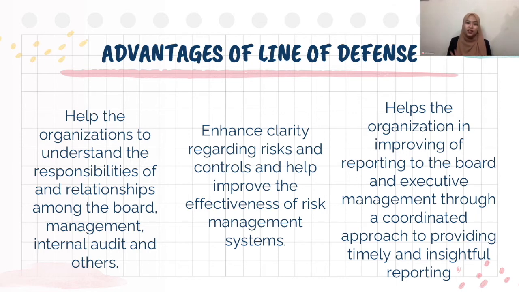Next, the second advantage of the line of defense is enhanced clarity regarding risk and controls, and it helps improve the effectiveness of the risk management system. It means that they improve risk and control coverage by identifying and rectifying the population of risks and controls where applicable, and by correctly allocating ownership and performance of these risks and controls across the lines of defense. Consequently, any unexpected risks and gaps in control may be avoided, and excessive duplication of work and layers of redundant controls can be avoided.